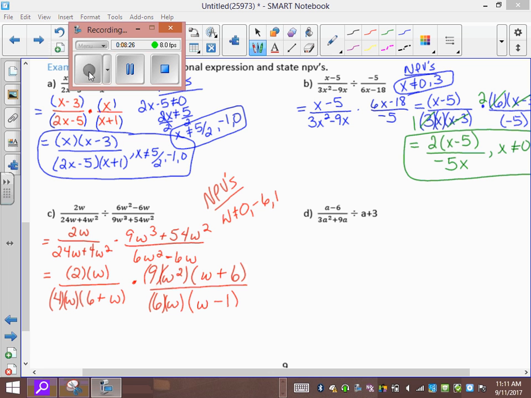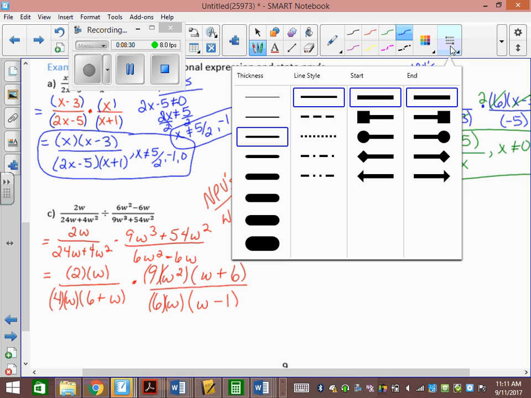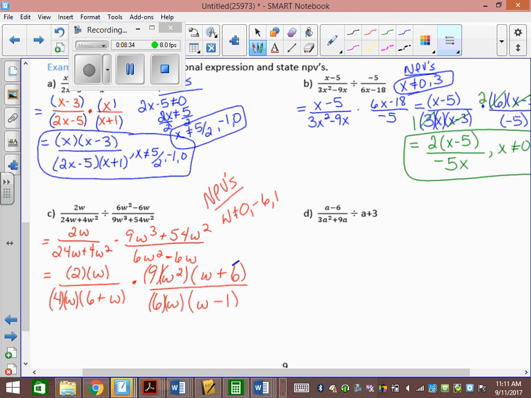Now that we have them stated, we can cancel off common terms. So w plus 6 and 6 plus w are the same because they both have a positive plus sign in front of the 6 and the w. W and w can cancel. You can go that way. You can cancel off other ones. Doesn't matter. The 9 and the 6, I can take out a 3.